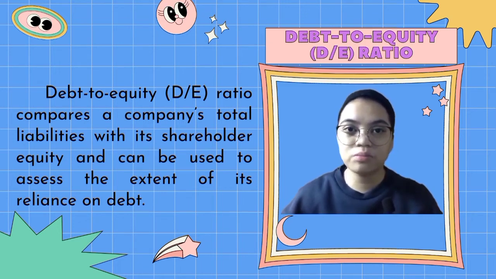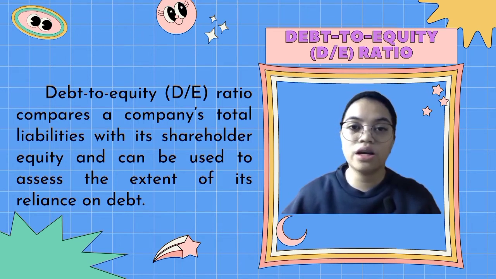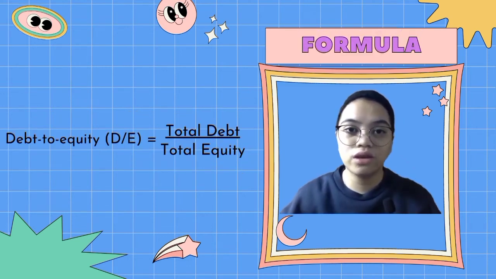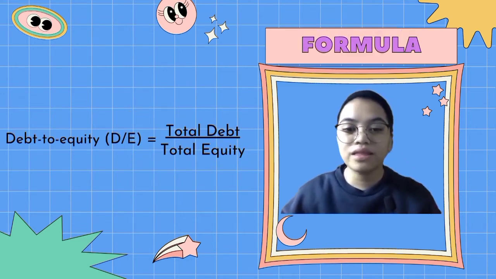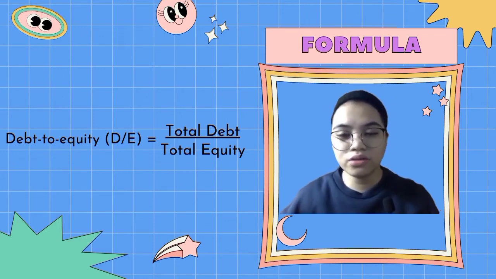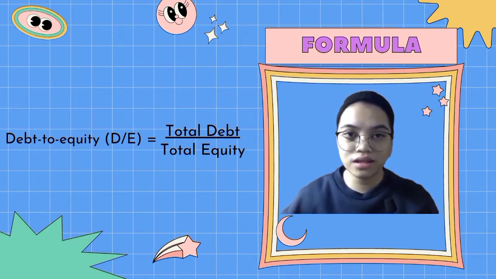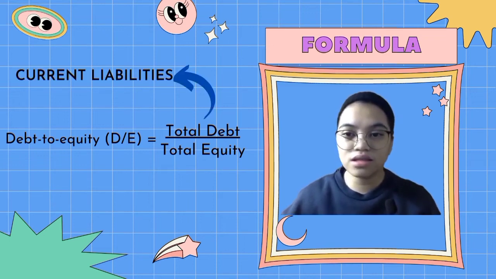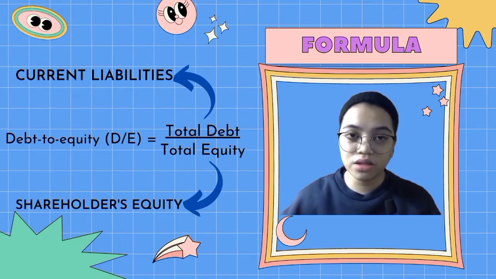So in simple terms, minemeasure ng debt to equity ratio kung kaano ba ka-safe or ka-risky para sa isang company ang mag-rely sa financial leverage for the company to continue operating. So the formula of debt to equity ratio goes like this. D/E or D over E equals total debt divided by total equity. So the total debt is the company's liabilities and the total equity is the shareholders' equity.